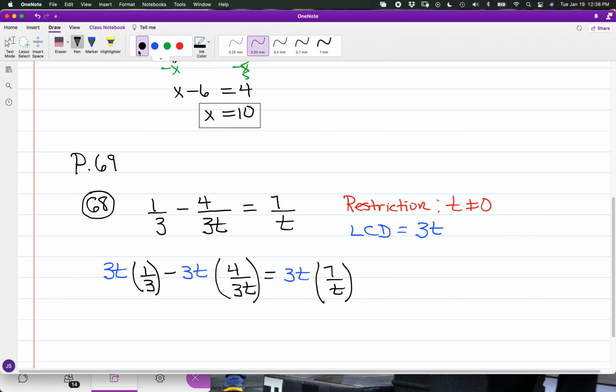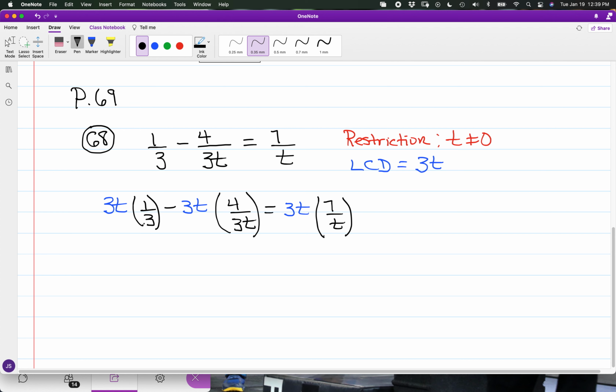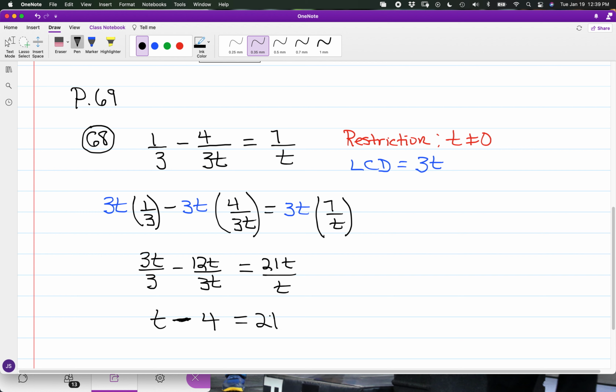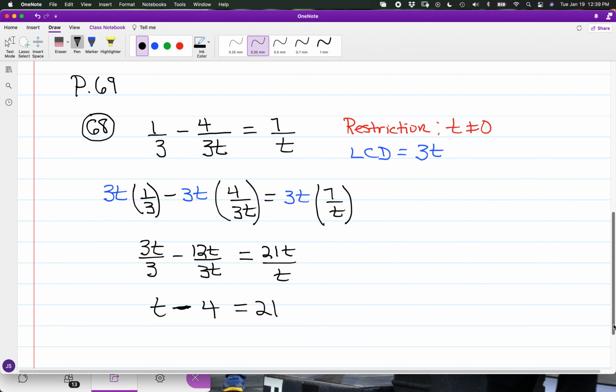And so for what we have in our expressions, you can go ahead and reduce. So you have 3t over 3, minus 12t over 3t, is equal to 21t over t. And again, you can reduce in advance. So you got t minus, and 12t divided by 3t is going to be 4. 21t over t is going to be 21. And so we have t minus 4 is equal to 21.